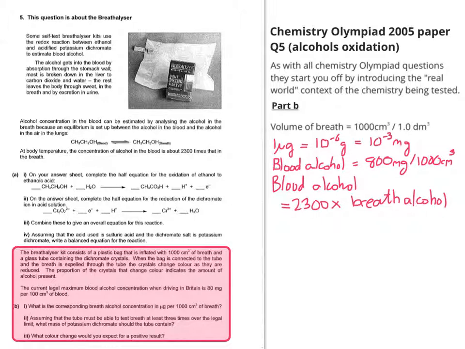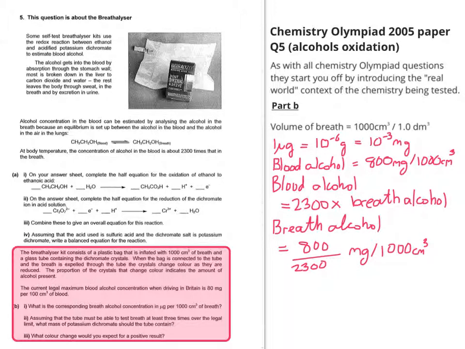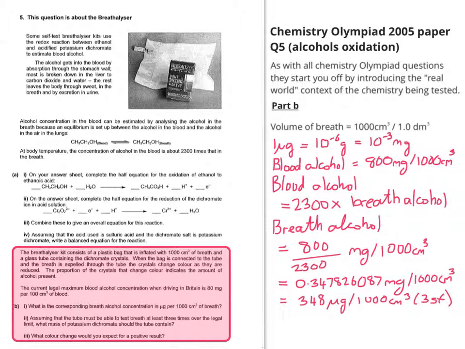But blood alcohol is 2,300 times breath alcohol. So therefore breath alcohol is 800 over 2,300 milligrams per 1,000 centimetres cubed, which is 348 micrograms per 1,000 centimetres cubed, to 3 significant figures.